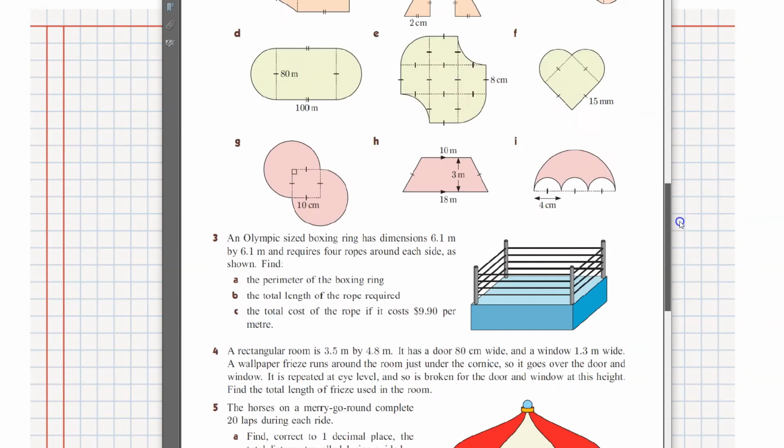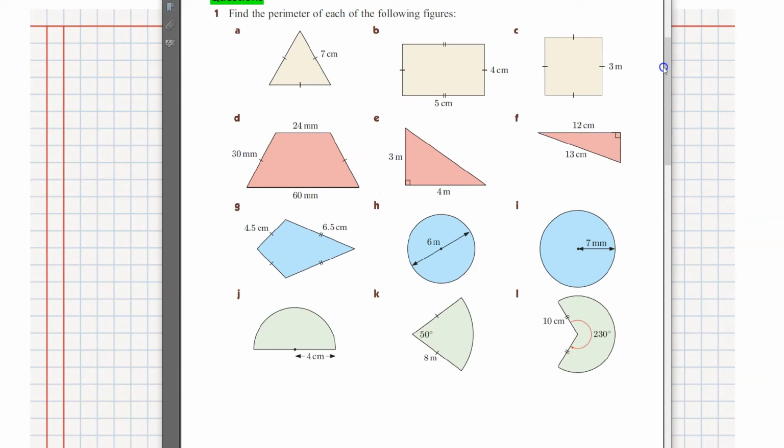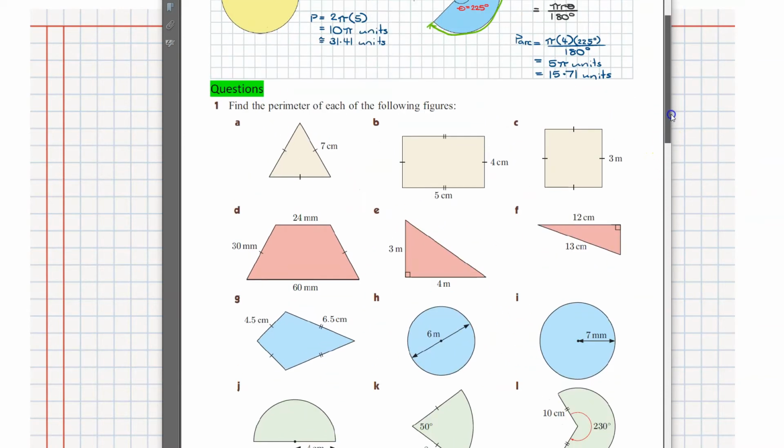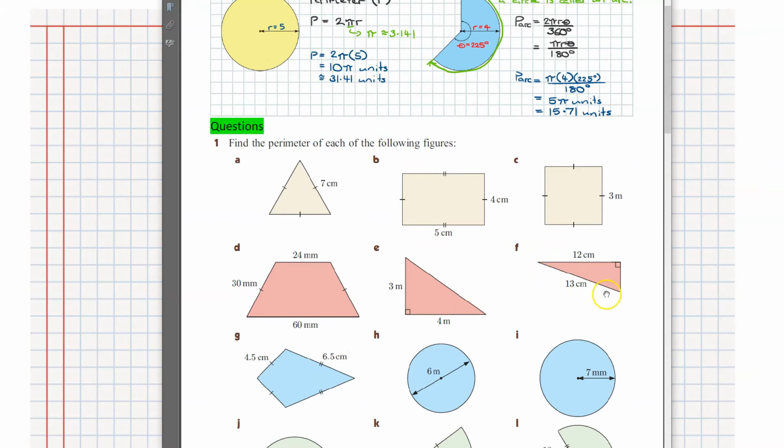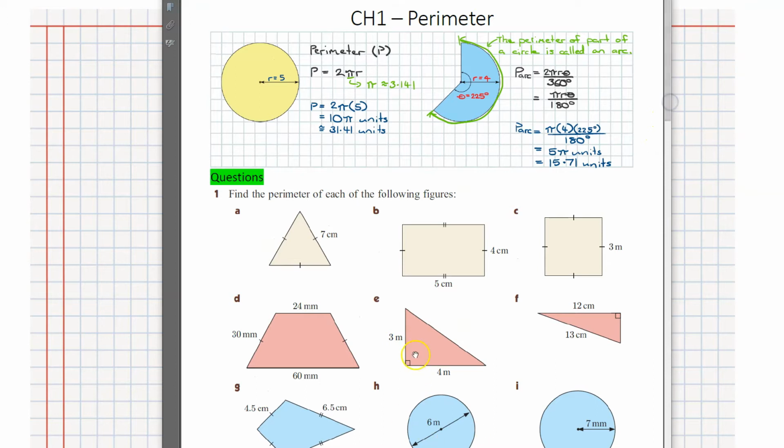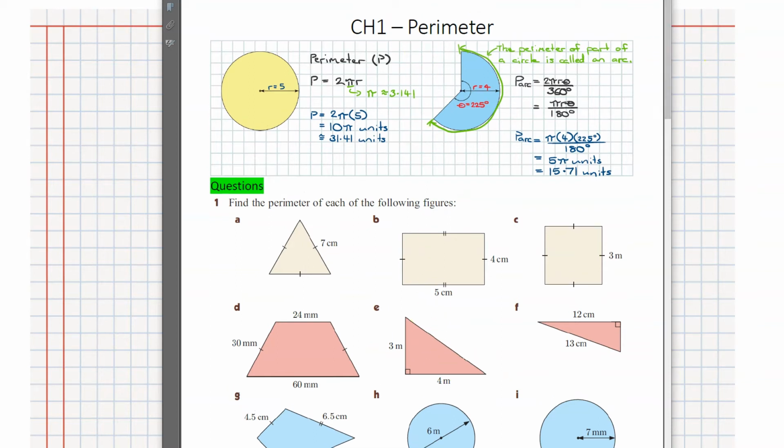So the first things that I pick out are, firstly, these circles over here, and secondly, the perimeter of triangles. Notice that we're not just counting up sides, but rather we have to do some calculations to find unknown sides. So I'm going to start with perimeter.